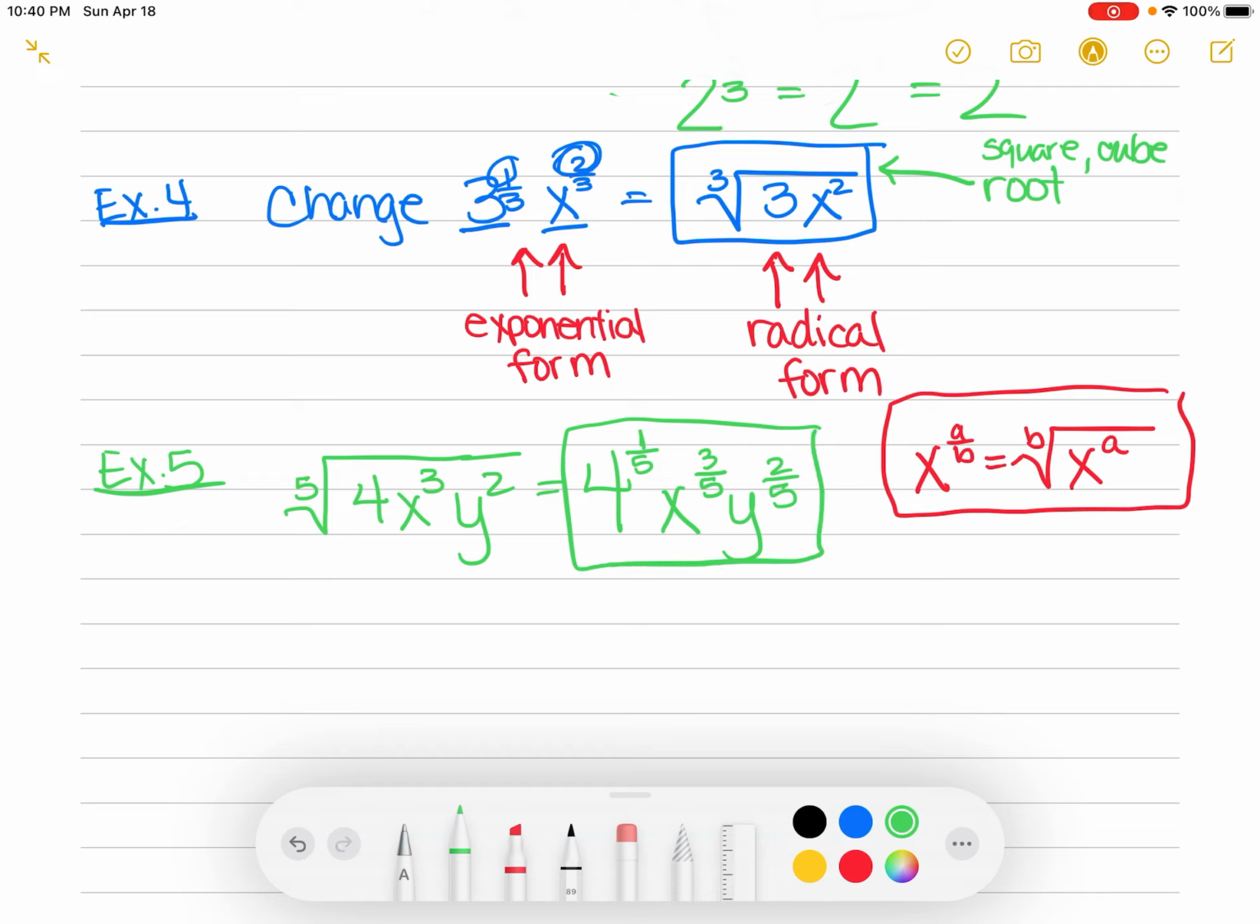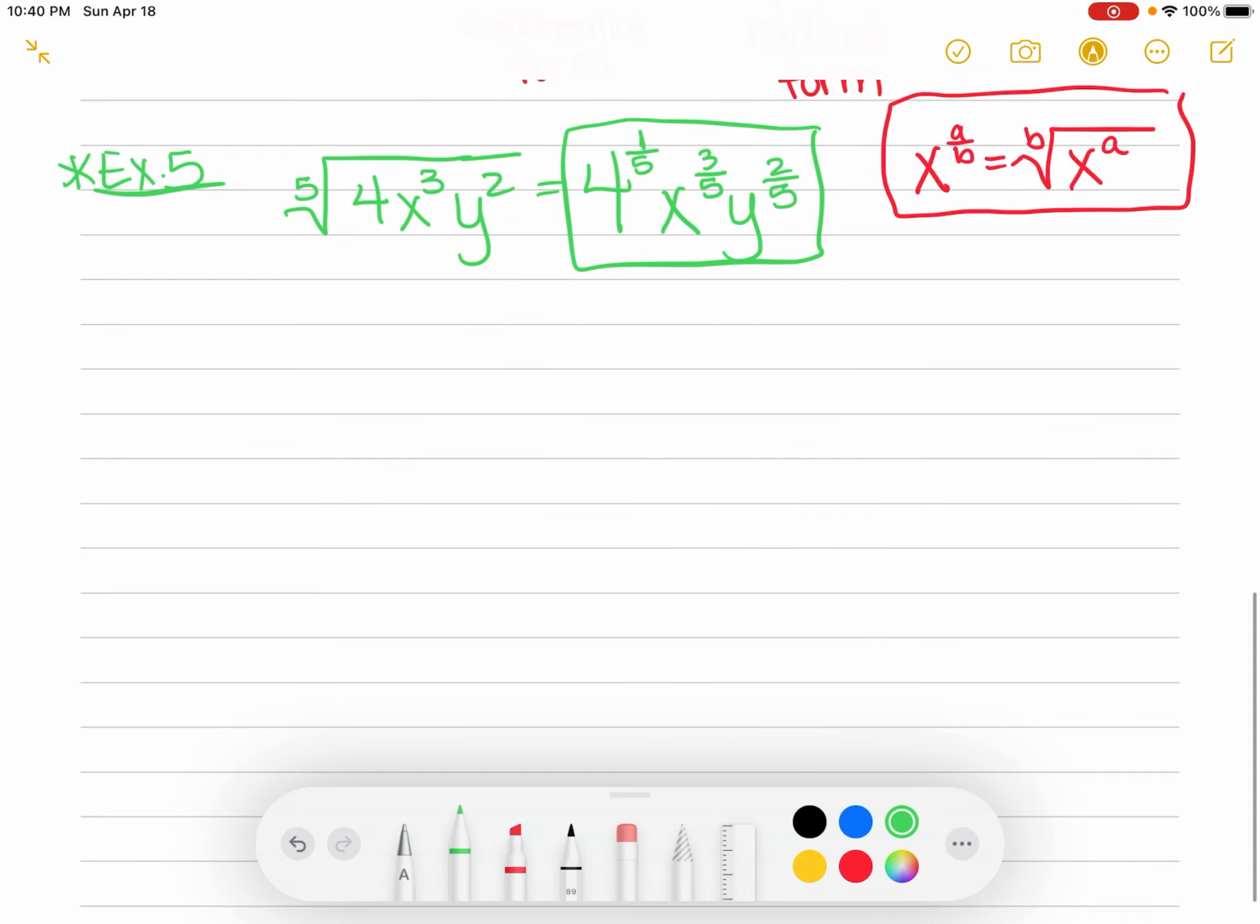So now, before we go on to the very last example, I want y'all to do 2 of these, like example 4 and example 5, on your own. So I'm going to call them 4B and 5B. Example 4B, I want you to change 5 to the 1/2 and a to the 1/2. Change those to a radical.